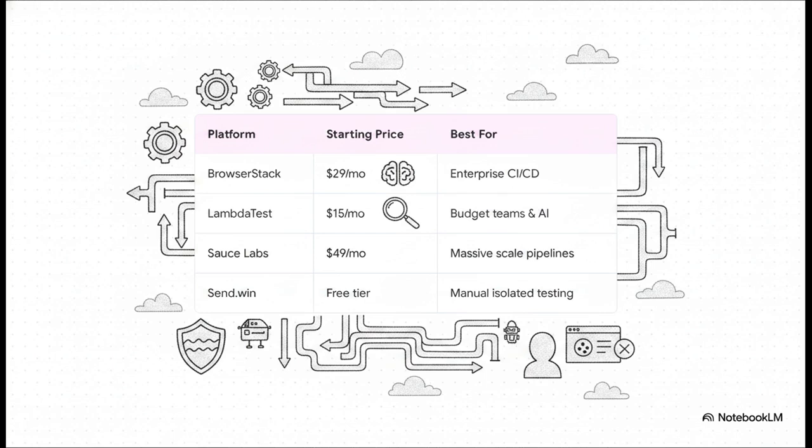Then you've got LambdaTest, a great budget-friendly alternative at $15 a month that actually packs in some highly effective AI tools. Sauce Labs comes in a bit higher at $49 a month, but man, it is an absolute powerhouse for massive scale test orchestration. And then there's Sendwin, which takes a totally different angle. They offer a free tier and focus on really cost-effective manual testing, using anti-fingerprinting and isolated profiles. If you need to test your site exactly as a brand new visitor with 0 cookies, Sendwin is fantastic for that.